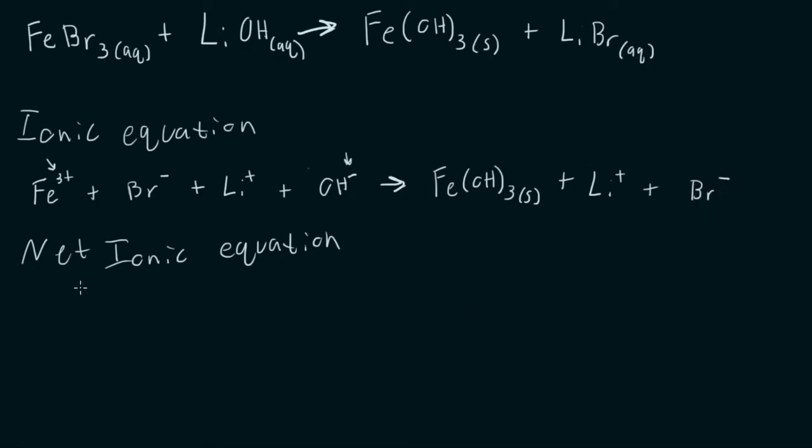So my net ionic equation here is going to be Fe3+ plus 3OH- combining to make Fe(OH)3 solid. Okay, and then we can easily balance this. Great. Put a 3 here, and then we're going to need a... That should be good there.